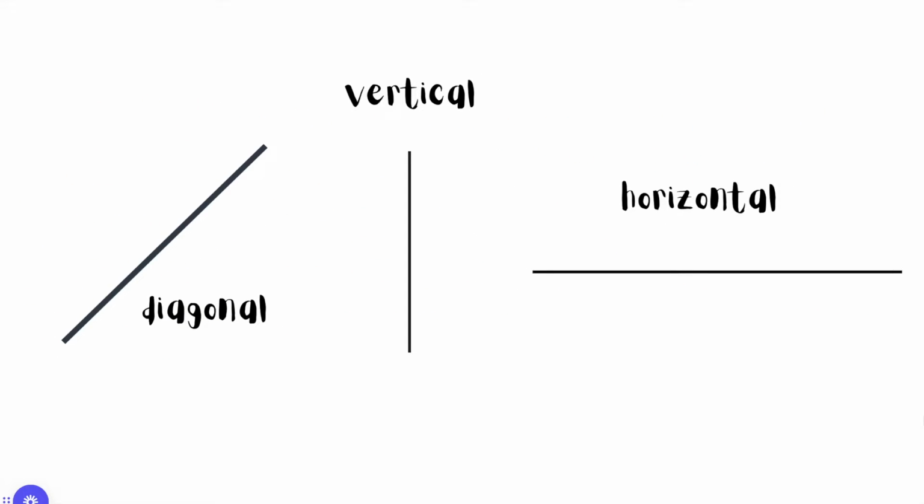So some words that I'll be using in the video to talk about different lines and the different directions that they go in are here on the screen. So we have diagonal right over here, and then vertical, which is straight up and down, and horizontal, side to side.